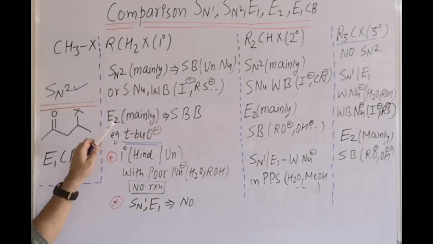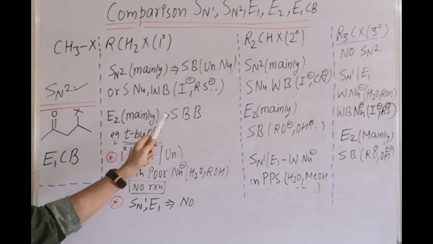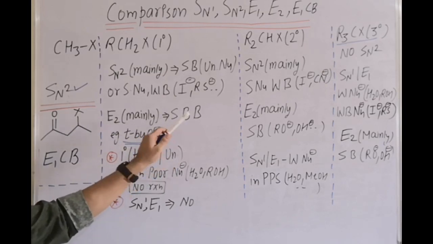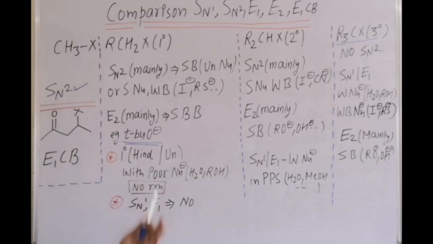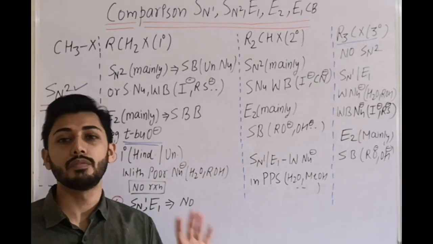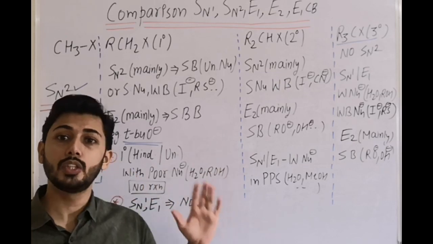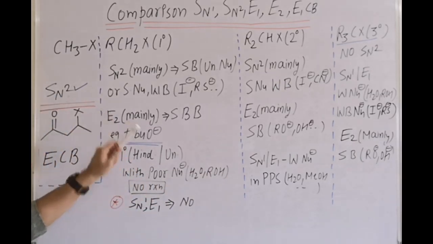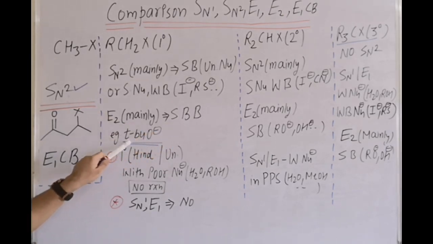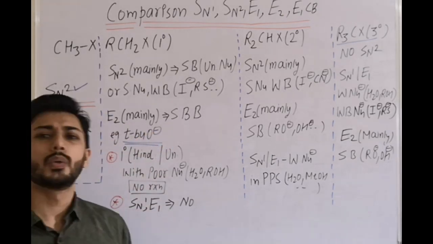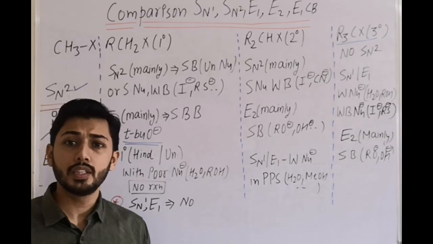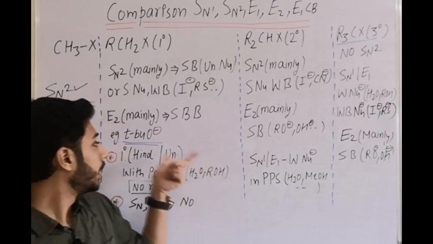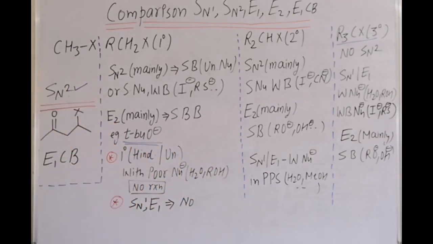Then E2 product dominates. The condition is a strong bulky base. If we have a strong bulky base, then the E2 product, the elimination product, which is through the E2 mechanism, will dominate as compared to the SN2 product. That's why I have mentioned here major product. Examples of strong bulky base are tertiary butoxide, or you can take tertiary amines, they are also bulky bases. Most commonly you use tertiary butoxide, that is what I have mentioned here.